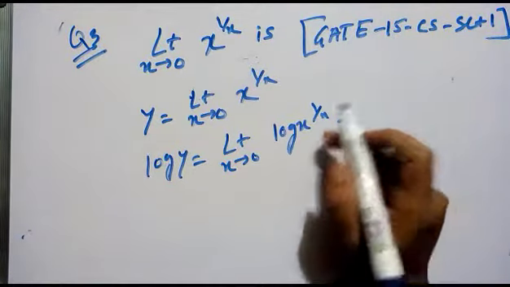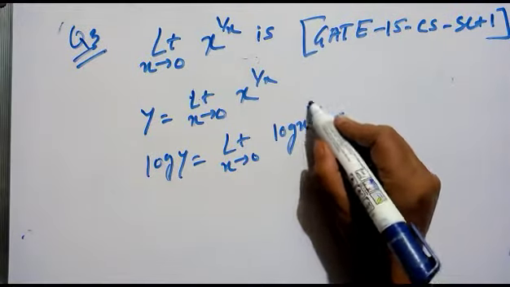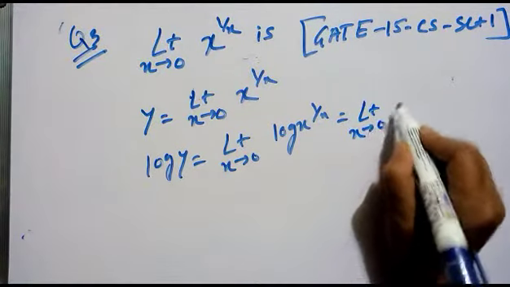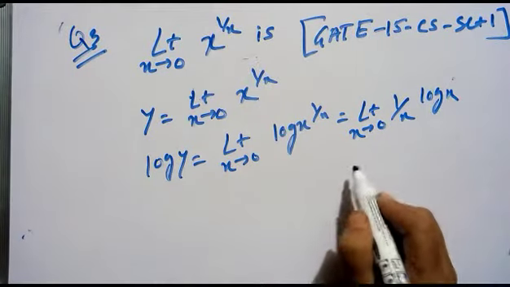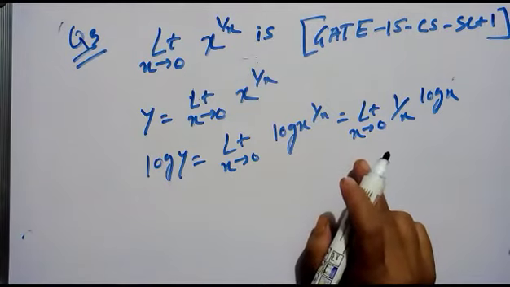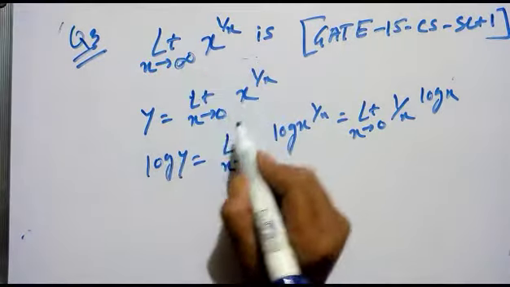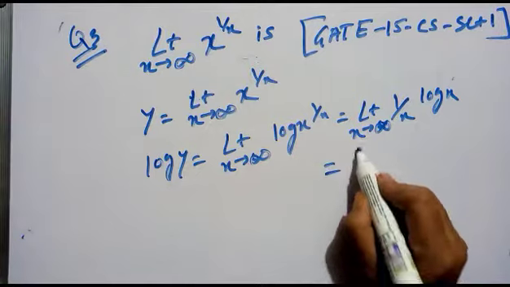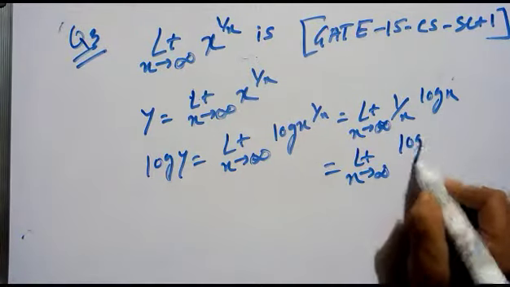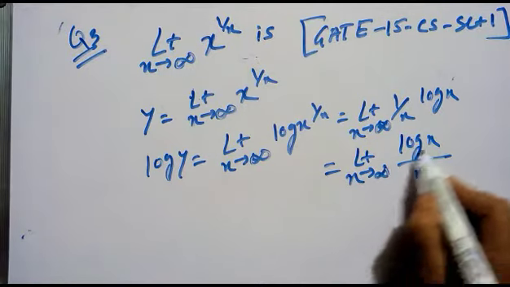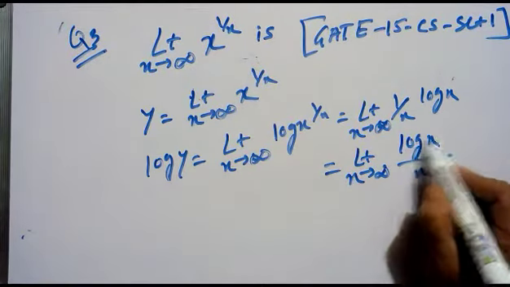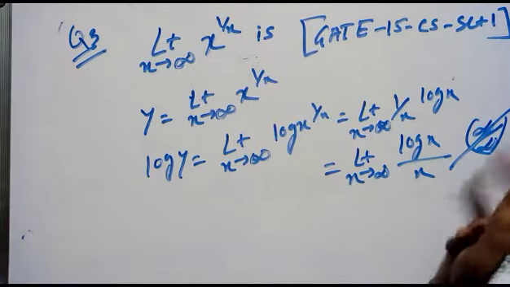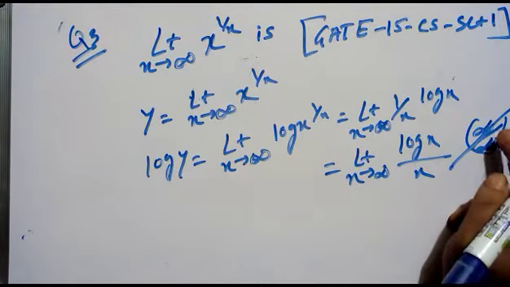Now taking log both sides, log y equal to limit x tends to 0, log of x to the power 1 by x. So when we use log, the power comes down in front of log x, then limit x tends to 0, 1 by x, log x. Clear? This one is infinity. Clear? So if we put the value, we can write this as limit x tends to infinity, log x by x. If we put infinity in place of x, that means log infinity by infinity, which is infinity by infinity form, which is an invalid form for limit.